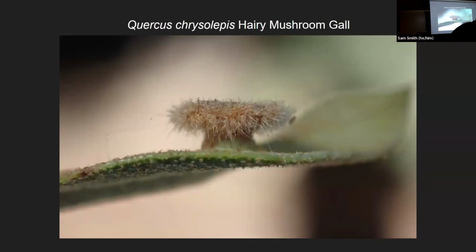Then here's the hairy mushroom gall, also a canyon live oak one. And this is a good one to keep an eye out for because, I'll show you later, I think there's only like 10 or so observations of this species on iNaturalist, but one of them is in Santa Rosa. So keep an eye out for this one.